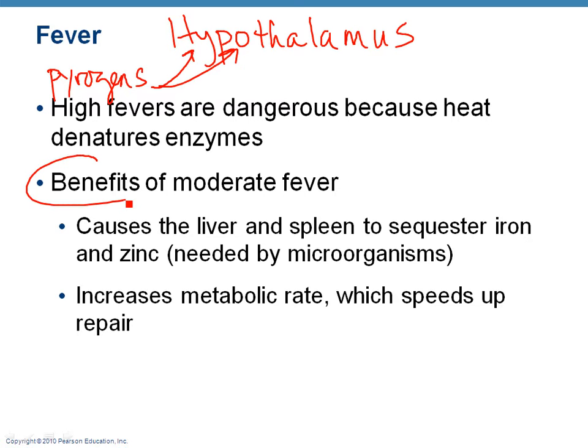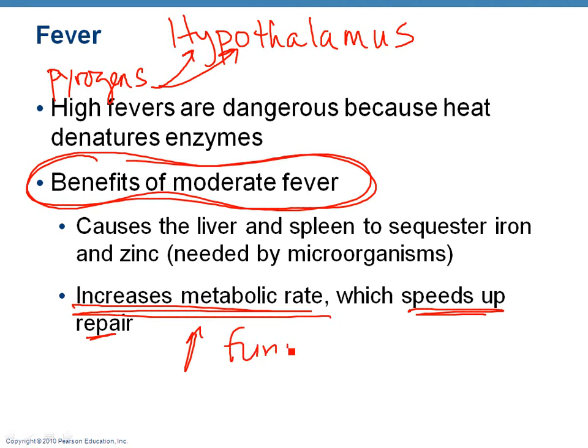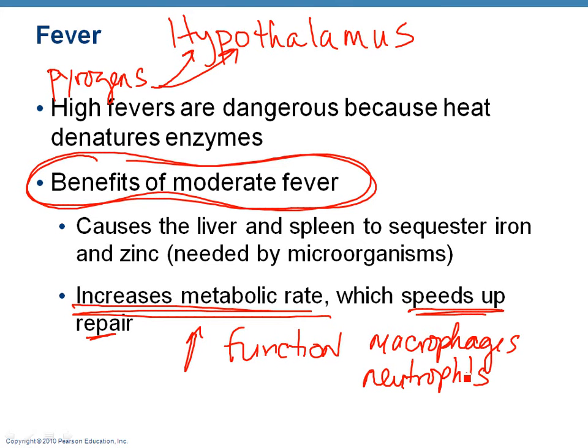There are benefits to moderate fever. Some of these we have not completely worked out yet. One of the things, though, is that chemical reactions tend to speed up with higher temperature. If you raise your body temperature, all these important chemical reactions of our metabolism increase in speed a little bit. So that will speed up repair. It's also thought to speed up the function of your macrophages and neutrophils, maybe making them a little bit better at carrying out phagocytosis. So it's thought to help out that way as well.